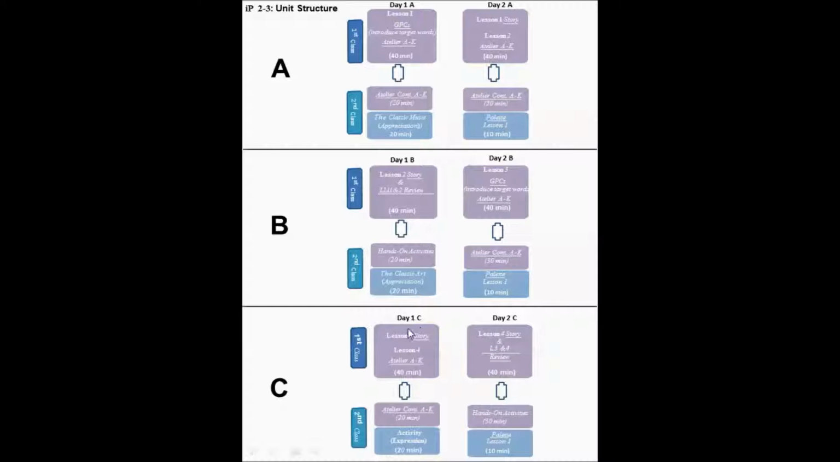Looking at C, day 1C, here we studied lesson 3 of the atelier. Now we're going to do lesson 3 story. And then we're going to move on to lesson 4, atelier A through K, and have a 5-minute break, whatever we didn't finish, A through K down here. And this time we have, for the classic, an activity where they'll give an expression. Then for day 2C, we're going to continue on lesson 4 story. Here we did lesson 4 atelier, here we're doing lesson 4 story. And then a review of lesson 3 and 4, hands-on activities. And then we'll study the palette, again lesson 1 for 10 minutes.